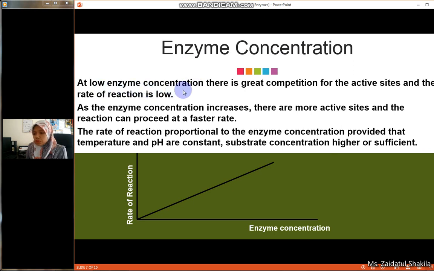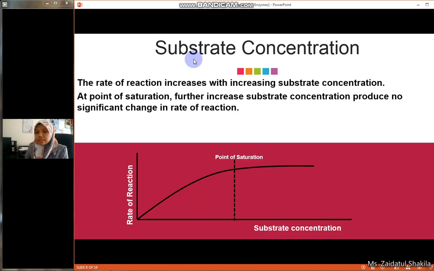The third factor is enzyme concentration. At low enzyme concentration, there is great competition for the active site and the rate of reaction is low. As enzyme concentration increases, there are more active sites and the reaction can proceed at a faster rate, and the rate of reaction is proportional to the enzyme concentration. Look at the graph, provided that temperature and pH are constant, or you have optimum temperature and optimum pH, and substrate concentration is high or sufficient.